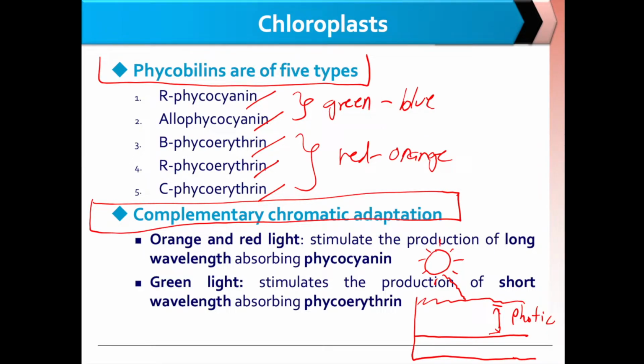Ngayon, sabihin natin sa organism, meron tayong organism A. So, ayan yung light nagpe-penetrate. May organism B tayo dito. Organism A, organism B is right here, sa ating euphotic zone, no? Nasa euphotic zone tayo.